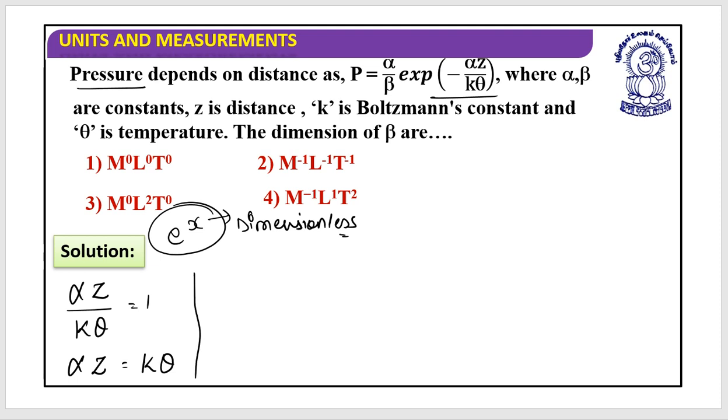And when I know this, I can write alpha is equal to k multiplied by theta divided by z. It's k into theta divided by z. Yes, this is relation number 1.